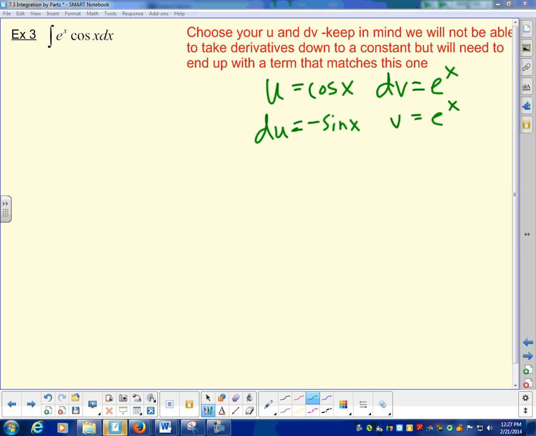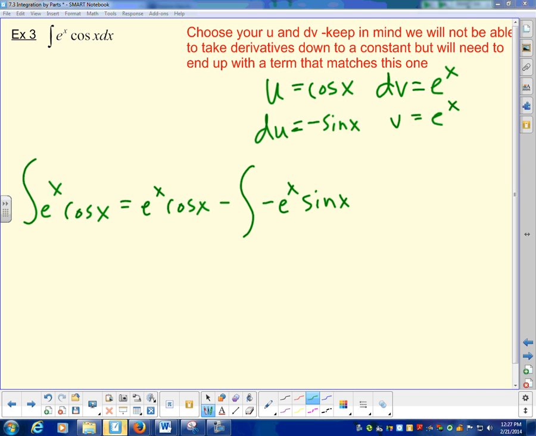So here we have integral of e to the x cosine of x equals u times v. So we have e to the x cosine of x minus integral of v du. So we have, let's keep the negative sign in there, negative e to the x sine x, and then dx.